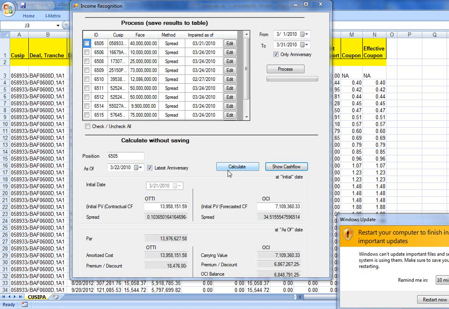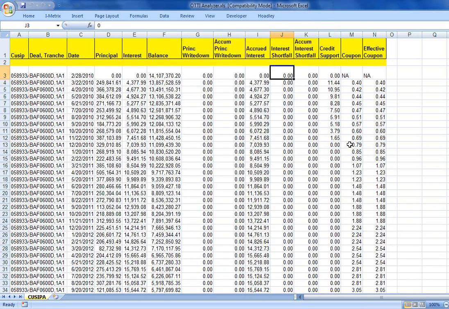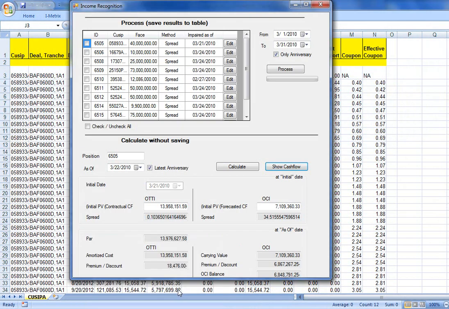Now, what the OTT Analyzer application does, you can load in cash flows from a source like Intex, which would include principal write-downs as well as interest shortfalls. These can be modeled through Intex or some other modeling software, and they can be loaded into our OTT Analyzer application.